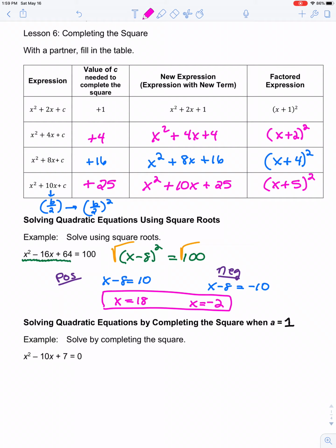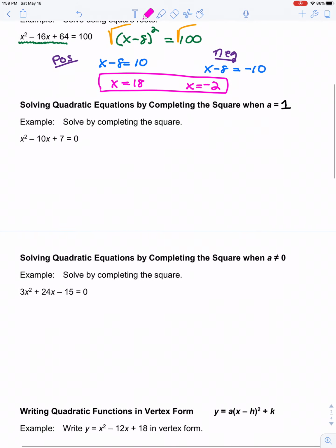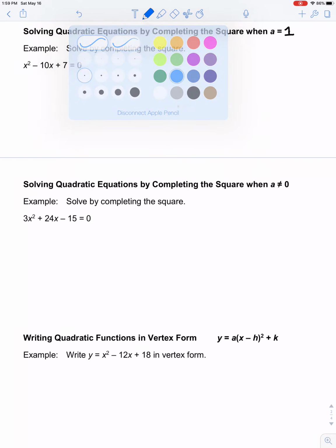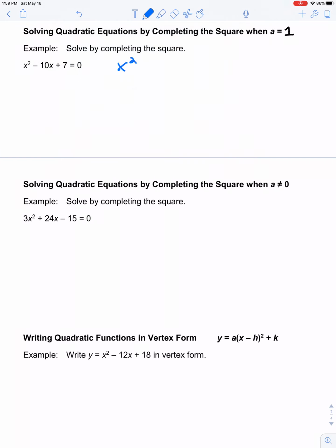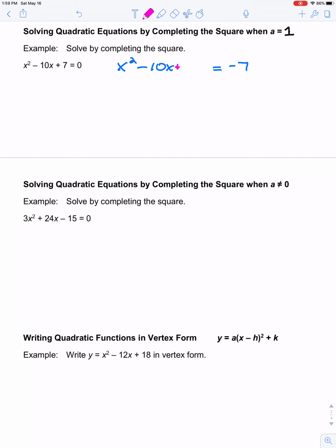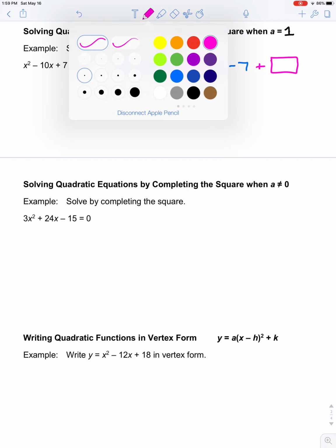Next section, solving quadratic equations by completing the square when a is equal to 1. You've done this in the past. It's more of a review. So first thing we're going to do, we're going to set up x squared minus 10x. I'm leaving a spot because we need to complete our square. Negative 7 is brought to the other side. So I have to add something to both sides in order not to change the problem. You can't do it to one side, you have to do it to both sides.